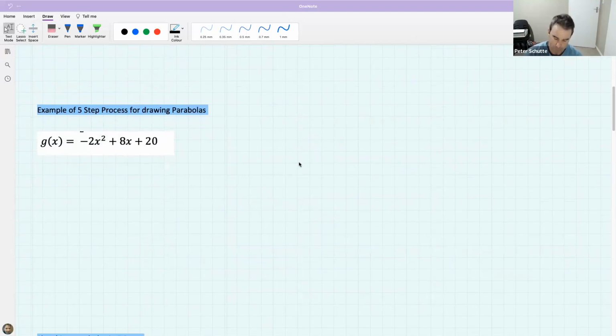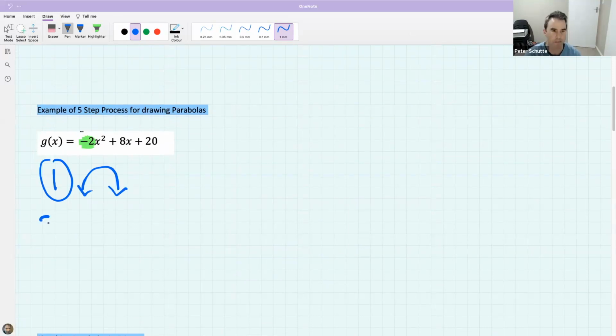Okay, so step 1. Is this a happy or sad parabola? Is it concave up or concave down is another way of saying it. And the number in front of the x squared tells me what's going on. Okay, it's sad or concave down. So you can go, that is the shape of the graph I'm drawing. Okay, step 2. What is my y-intercept?